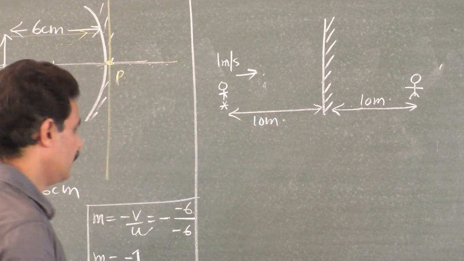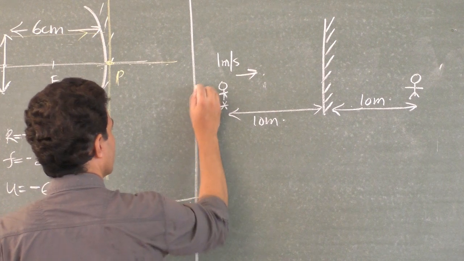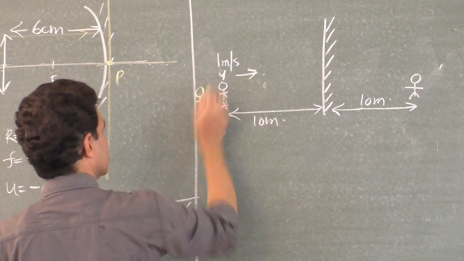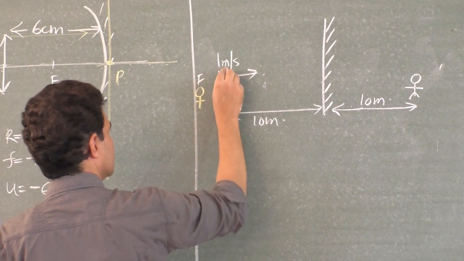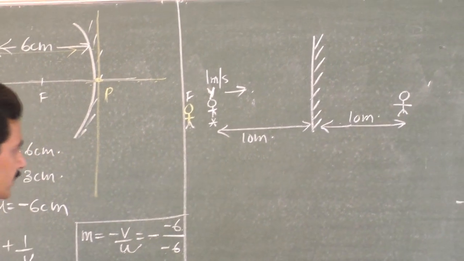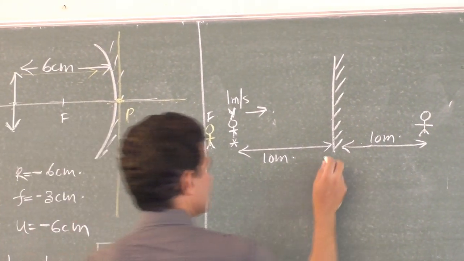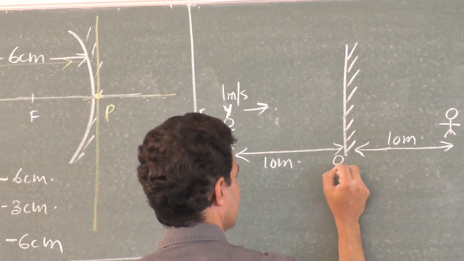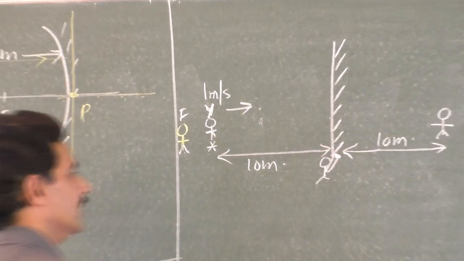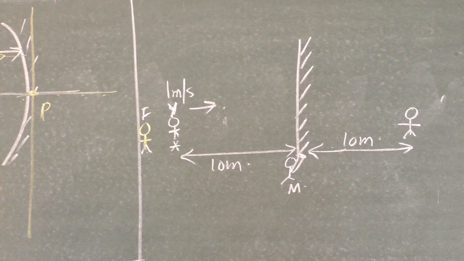Now suppose there is one more person, your friend. This is you, and this is your friend. Okay, this is yourself, this is your friend. The friend is not moving towards the mirror. Now, of course, you can imagine that another friend is standing and holding the mirror like this. I will call him M, the person who is holding the mirror.